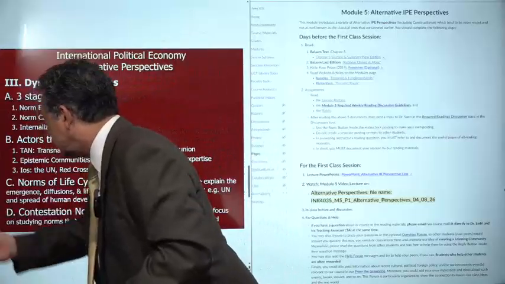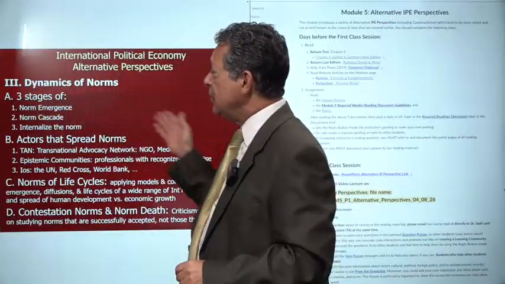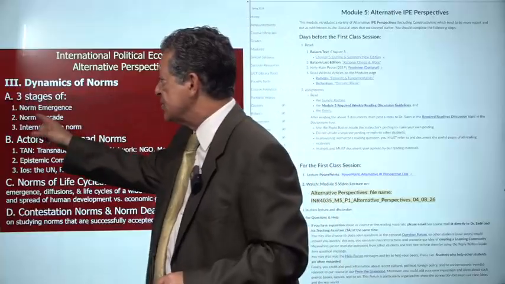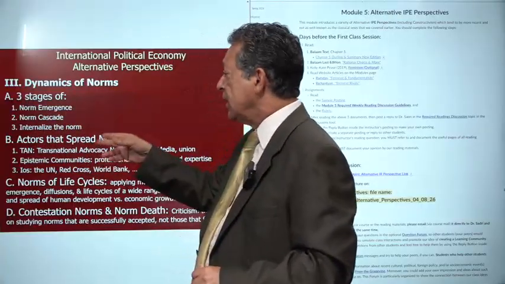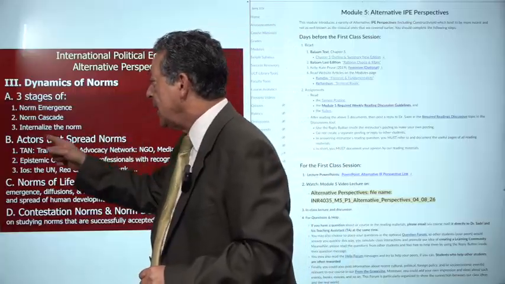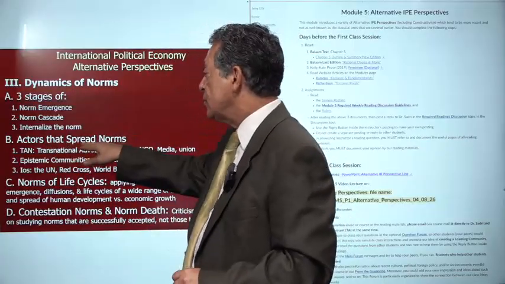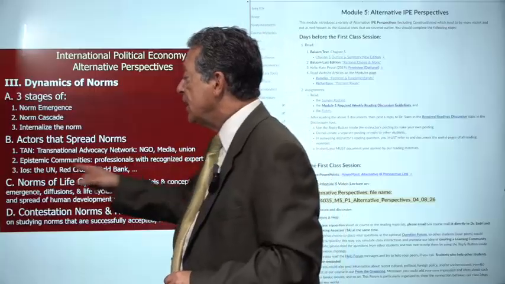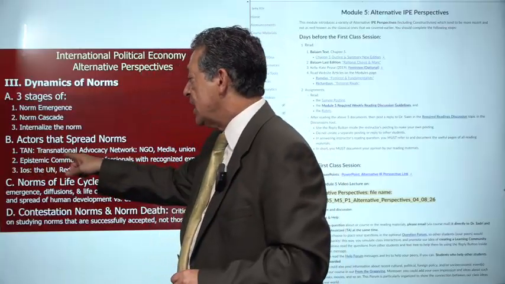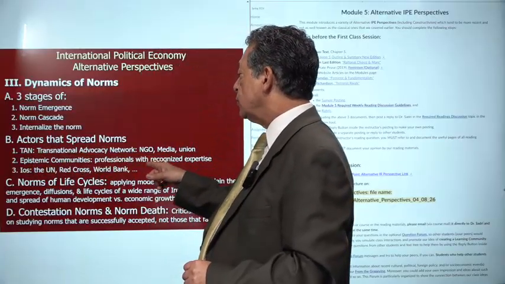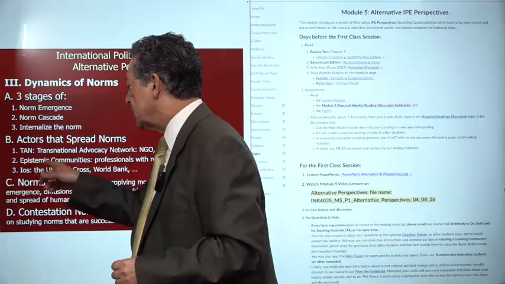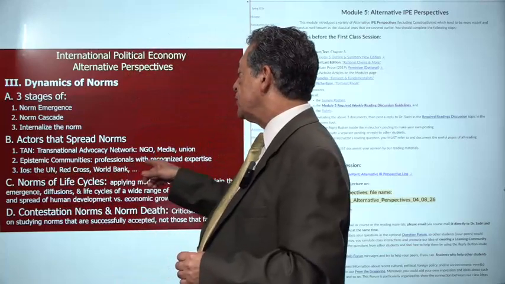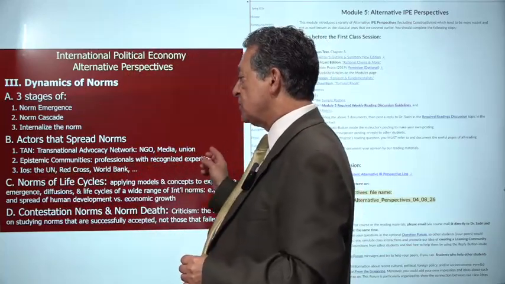Okay, now let's go to the next one. The three dynamic stages are norm emergence, norm cascades, and internalizing the norm. Then the whole idea of the actors that spread the norms: TANs, or transnational advocacy networks, NGOs, media, unions, and so on. Epistemic communities are professionals with recognized expertise.